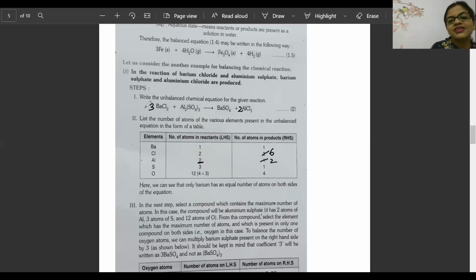Now if we have added 3 here, chlorine is coming: 3 2s are 6. So the chlorine number changed to 6. Now what is the new barium number? Very good Ari, very good Kritika. The new barium number is 3.